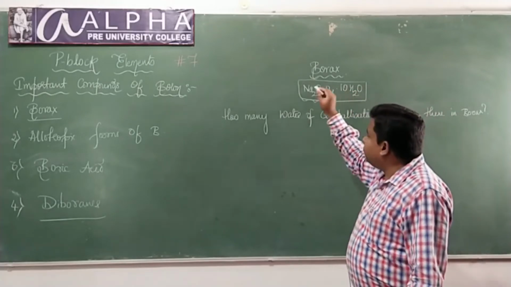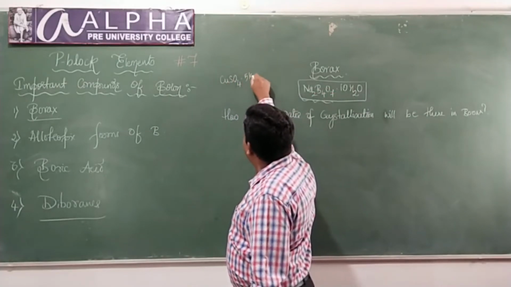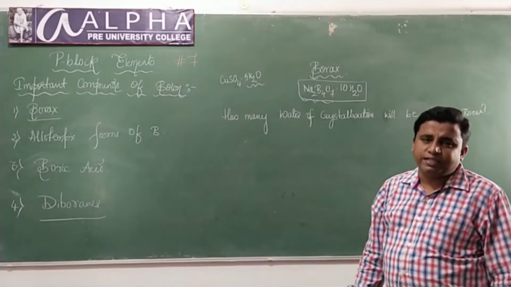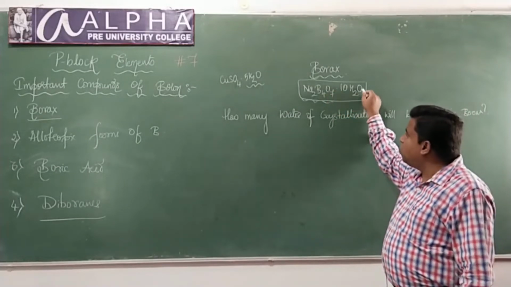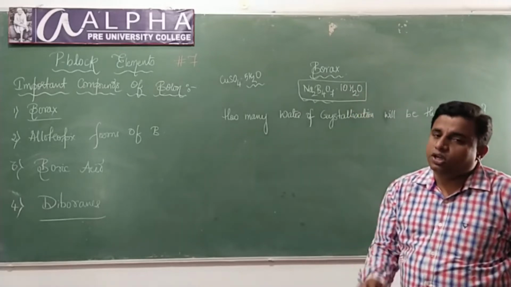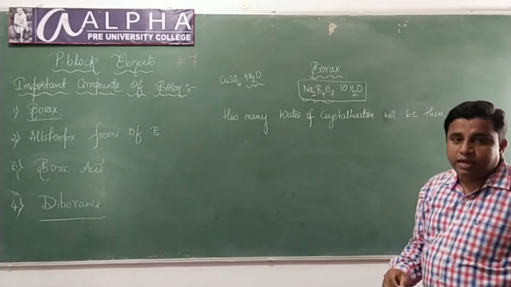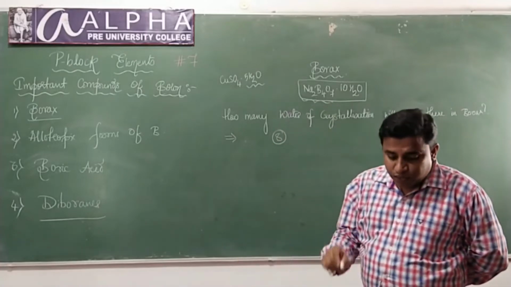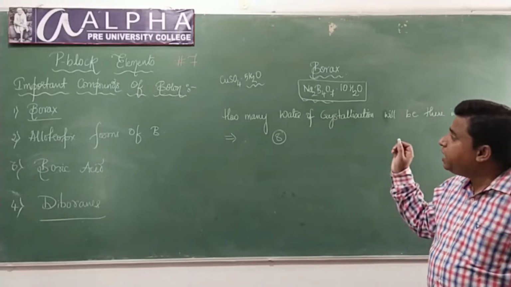We know whenever I write CuSO4.5H2O, these 5H2O are the water of crystallization. So when I write Na2B4O7.10H2O, that means 10 water molecules are the water of crystallization. No, actually how many waters of crystallization will be there in borax? It will be 8. The answer is going to be 8. There are 8 molecules of water of crystallization in borax.